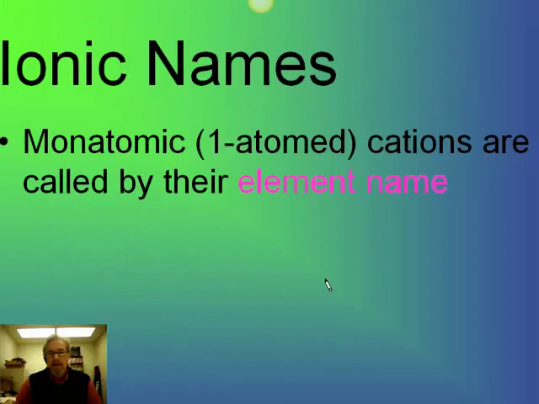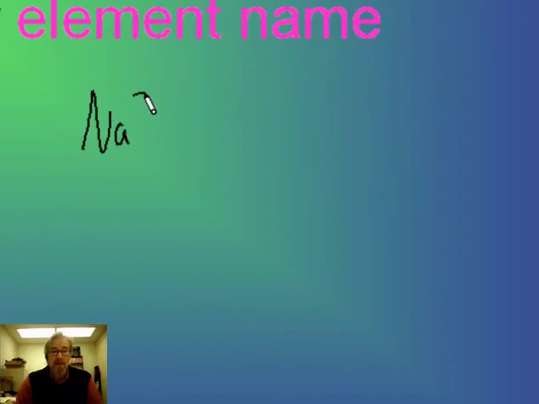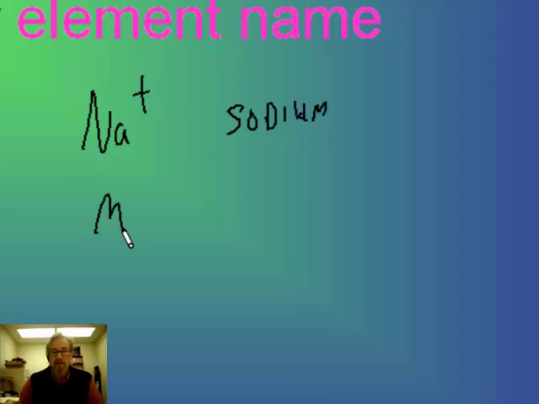Last topic for the day is how do we name these compounds? Well, ionic compounds are easy to name if you know the names of the ions. Monatomic, mono means one, so these are one-atomed cations, are called by their element name. So for example, sodium 1+, we would just call it sodium. Or magnesium 2+, we would just call it magnesium, or magnesium ion.